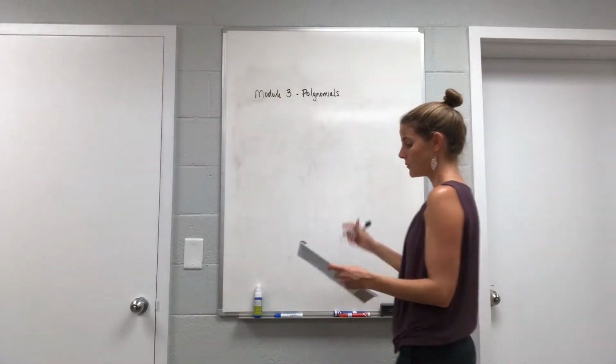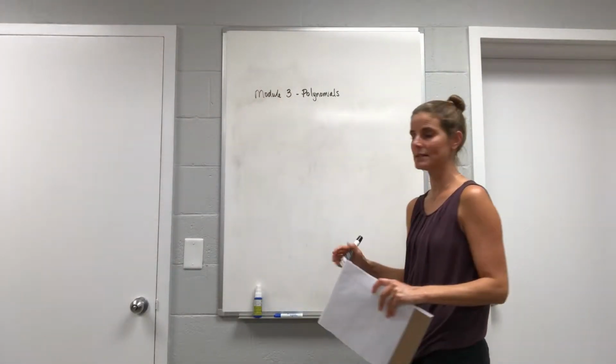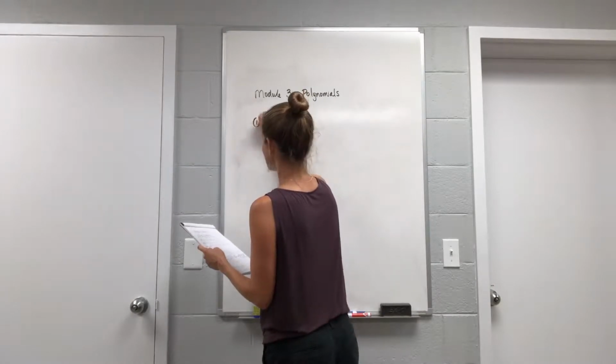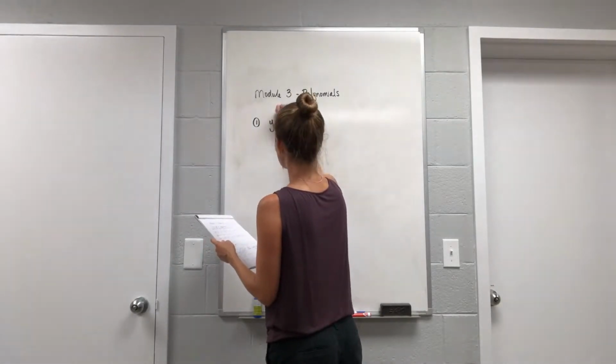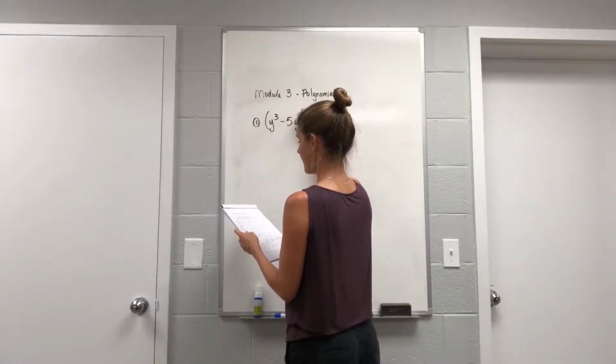All right, so we're going to just look at sum and difference real quick. These are the easiest, simplest, most straightforward. So I'm just going to jump into some examples. Let's say that we have a polynomial that looks like this.